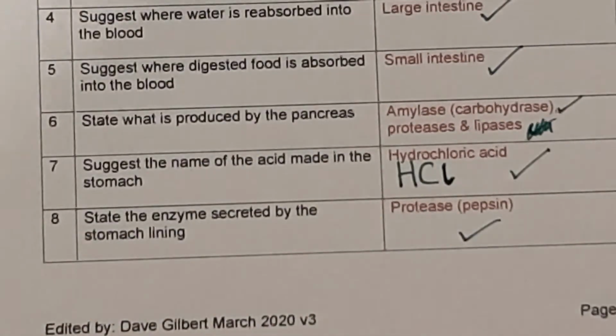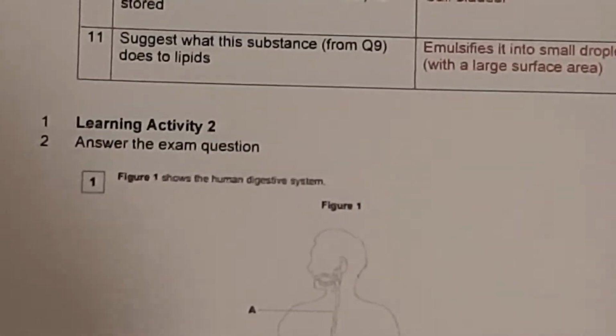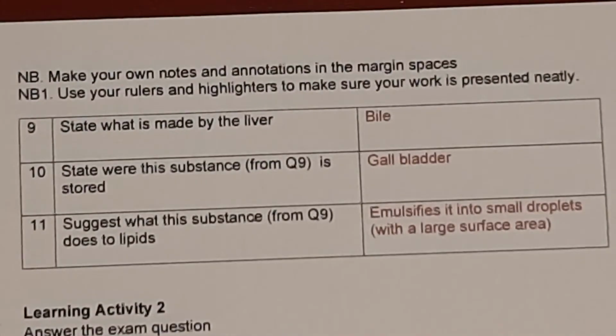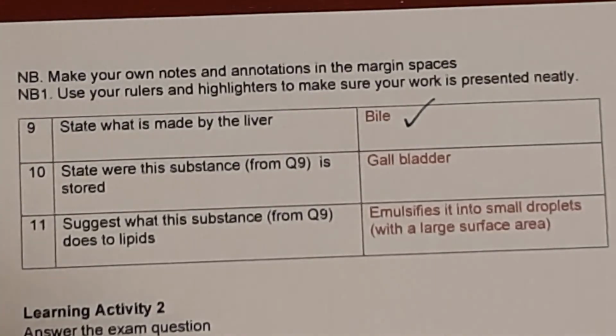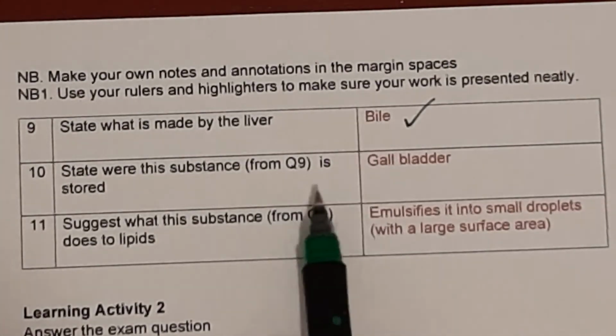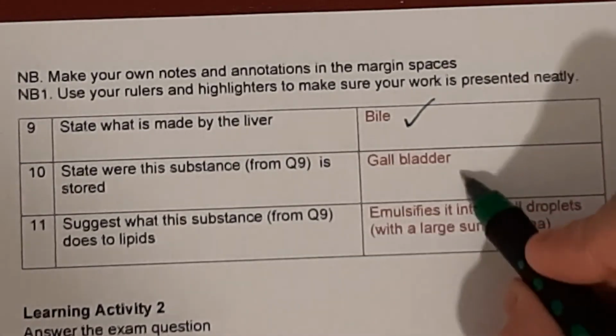Now, moving on to question 9 on the next page. State what is made by the liver. Well, the liver makes bile. Question 10, state where this substance, bile, is stored. Well, that would be the gallbladder.